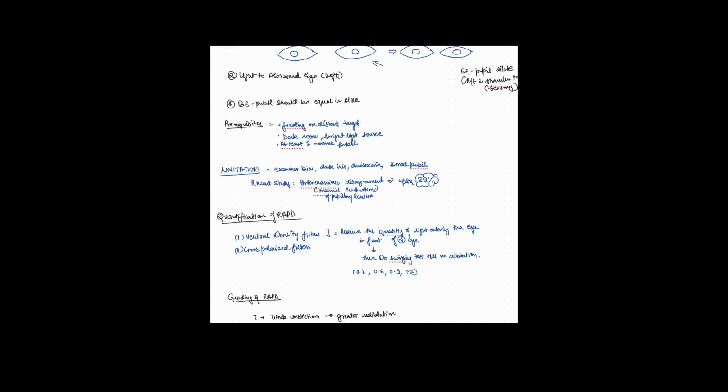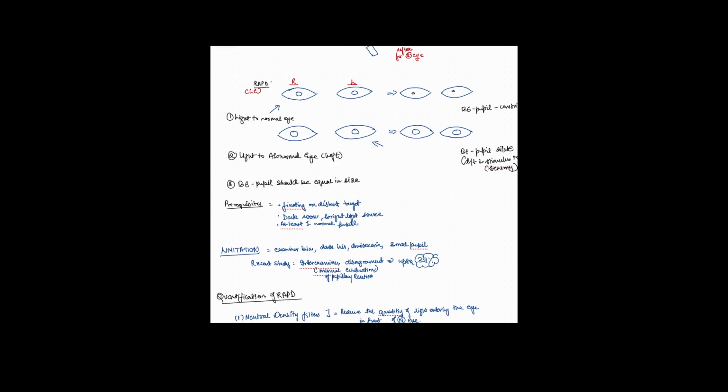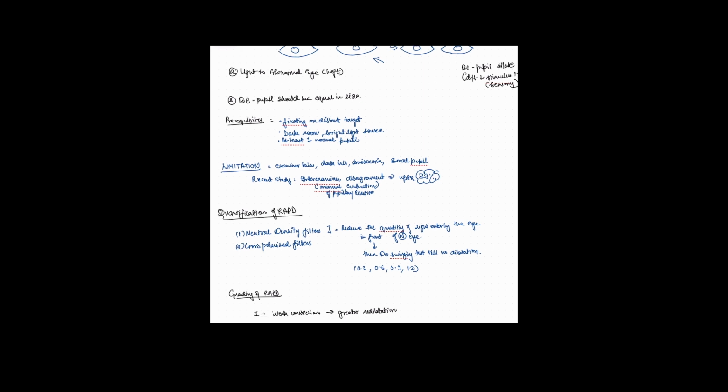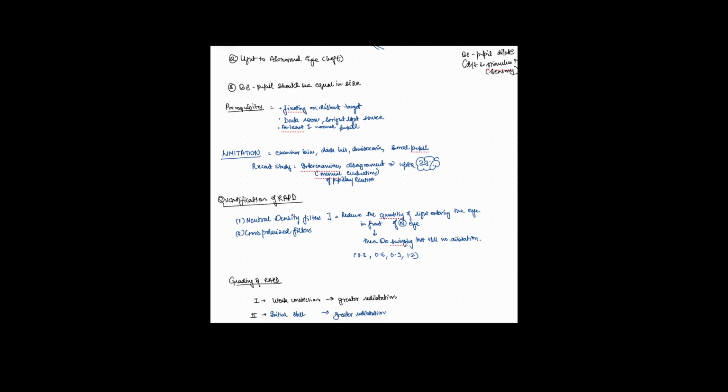Prerequisites for doing this test, this is known as the swinging flashlight test. Okay, the patient should be fixating on a distant target, the room should be dark, there should be a bright light source, and at least one normal pupil. What is the limitation of this test? There could be examiner bias, dark iris, anisocoria, and a small pupil, which makes it difficult to elicit this RAPD.